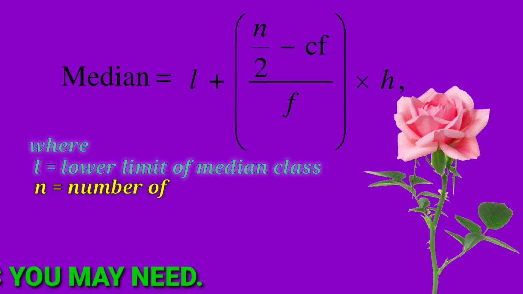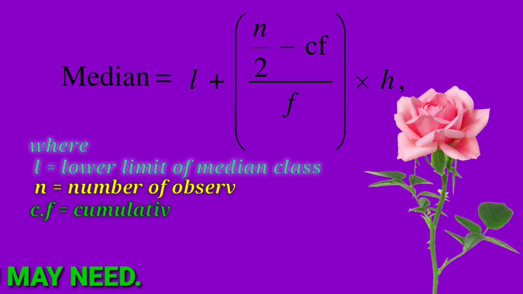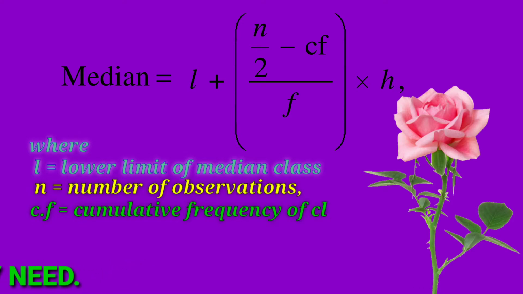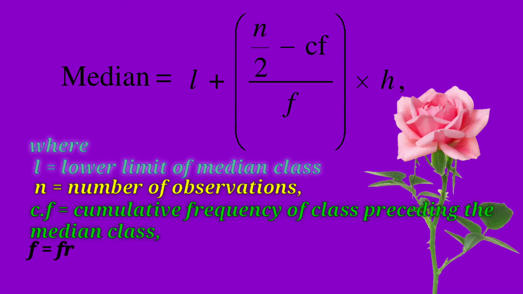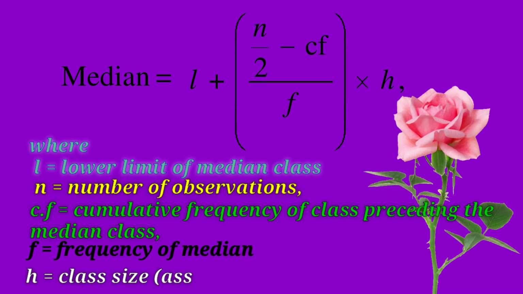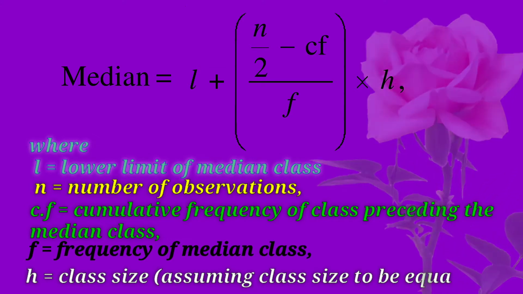N is the number of observations. CF is the cumulative frequency of the class preceding the median class. f is the frequency of the median class. h is the class size, assuming the class size to be equal.